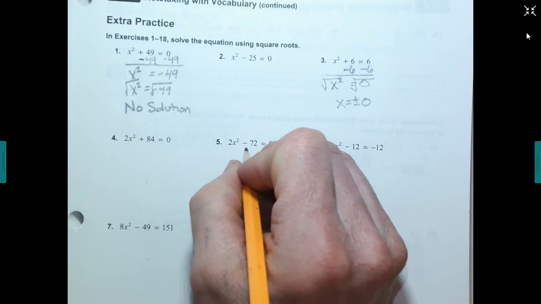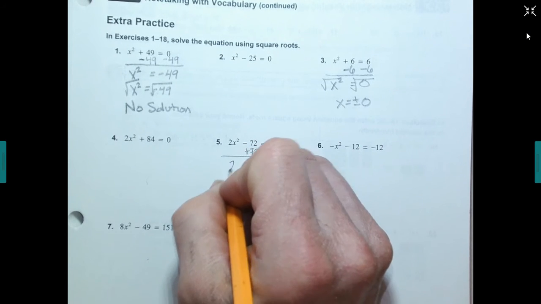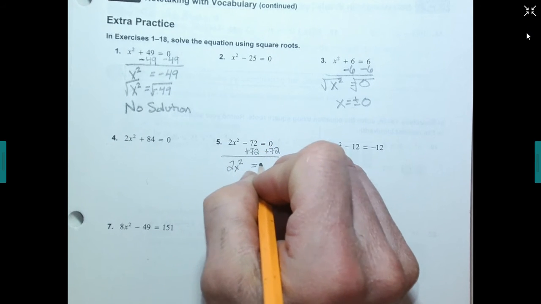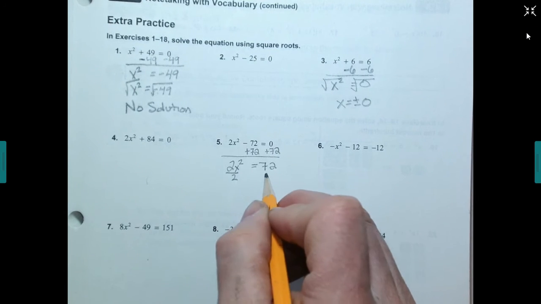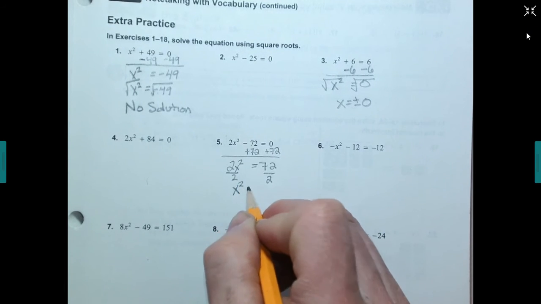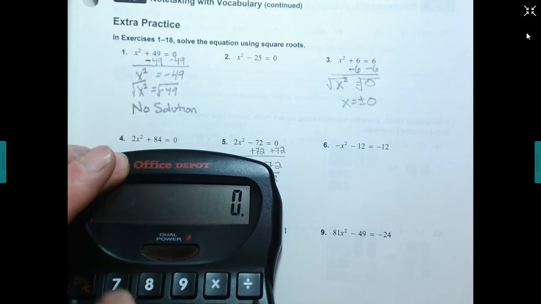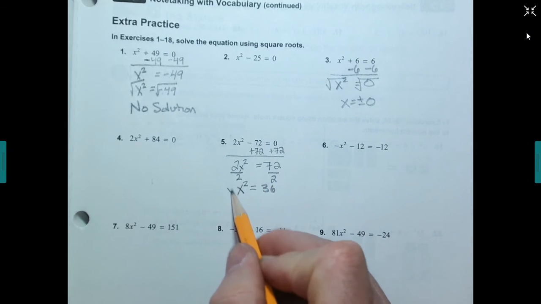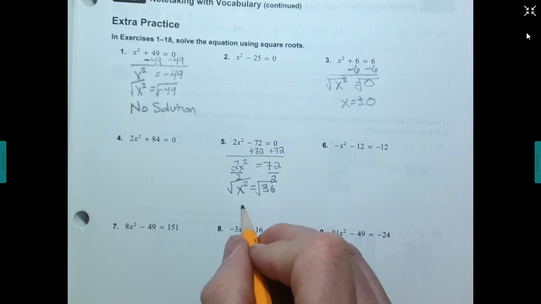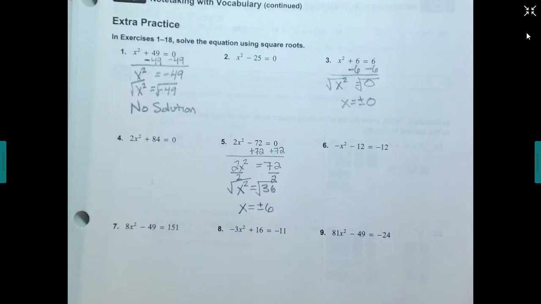All right, number 5. Add 72 to both sides. And I have 2x squared equals 72. Then I'm going to divide both sides by 2. I get x squared equals, I think it might be 36. Let's see, 72 divided by 2 is 36. I square root both sides and I get x equals plus or minus 6.